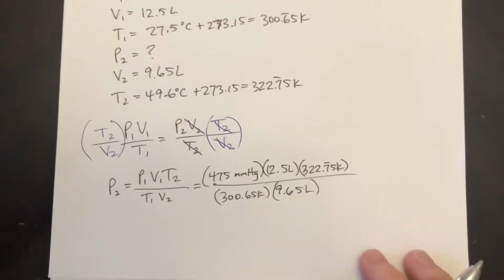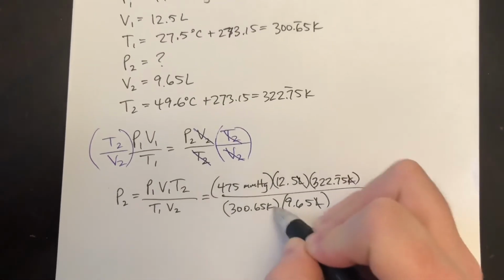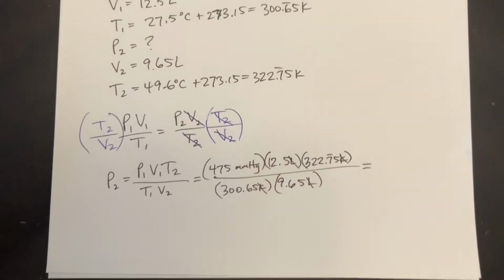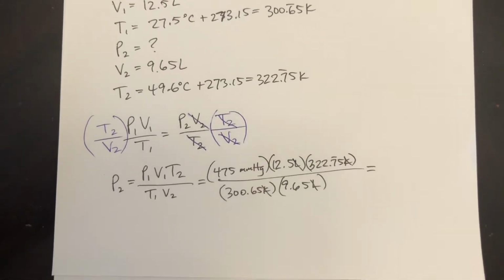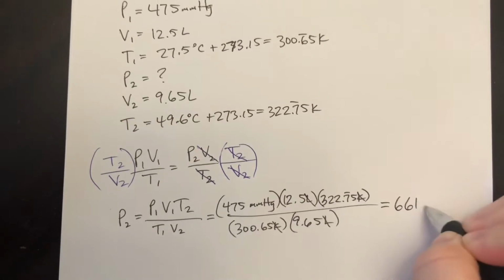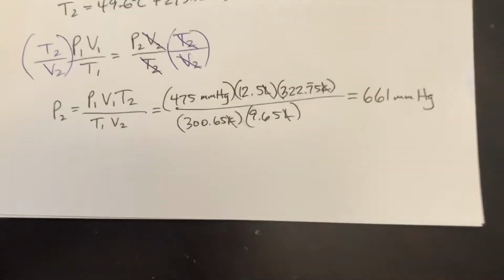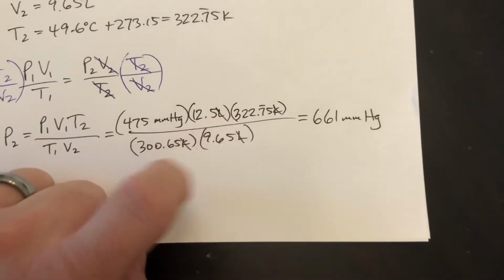Okay, so our units here, the liters will cancel out, kelvins will cancel out, and we have millimeters of mercury on top, and we want millimeters of mercury, so that works out really nicely. I didn't bring a calculator home, so I had to do this problem ahead of time, but basically if you plug everything in, the answer comes out to 661 millimeters of mercury. As far as typing this in your calculator, what I would recommend is hit 475 times 12.5, then hit equals.